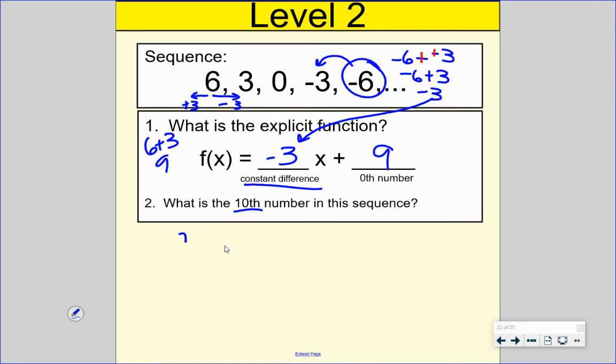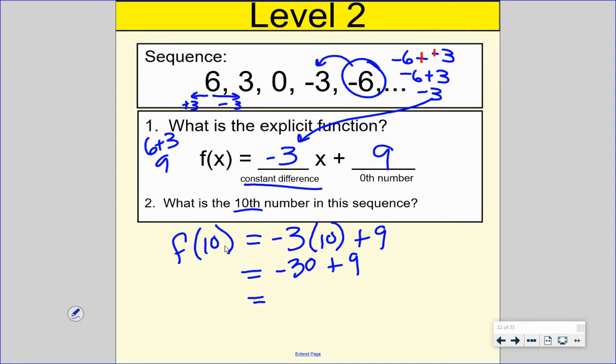So we want to find out what f of 10 is. Okay, and so we're going to plug that in for x. Plug this 10 in here for x, the 10th number, in -3 times 10 plus 9. So that's -30 plus 9, which gives me -21. So the 10th number in this sequence is -21. And you can find that out by using this explicit function.